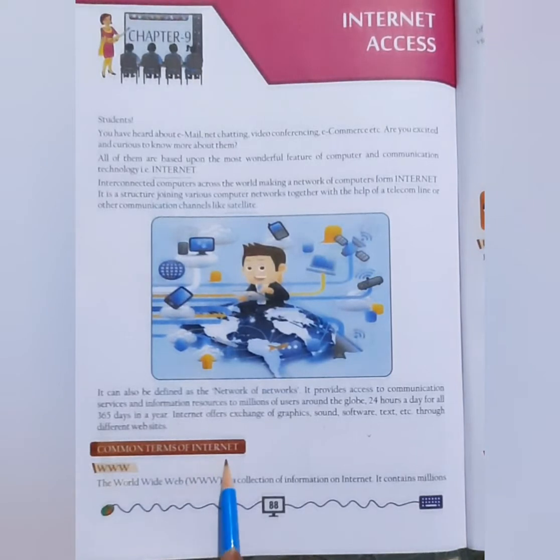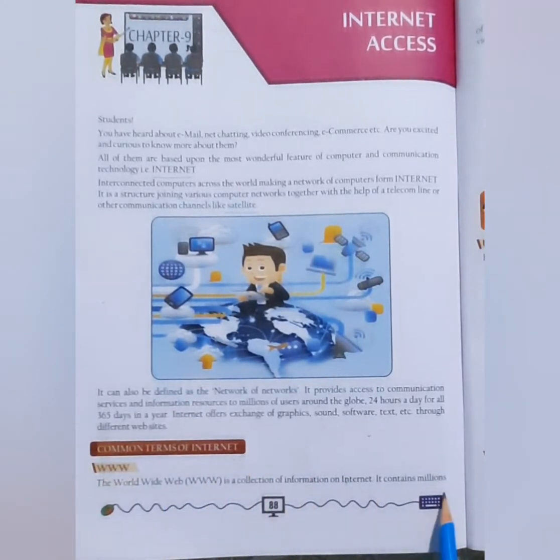Common terms of internet. Now in this topic, we will see what are the common terms that are used with internet. First one is www. The World Wide Web is a collection of information on internet. So children, as you all know that a website address always starts with www. This www means World Wide Web. It is a collection of information over the internet.